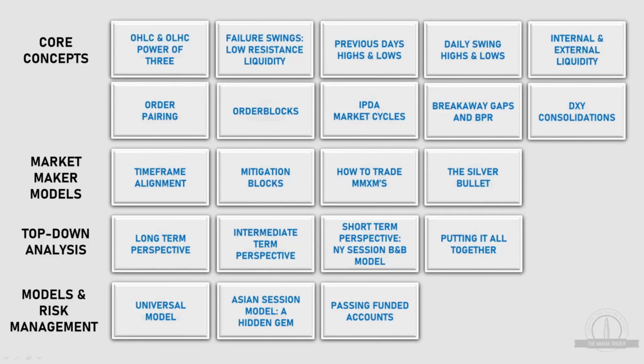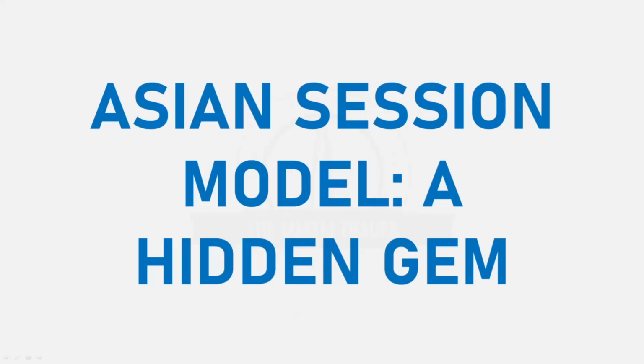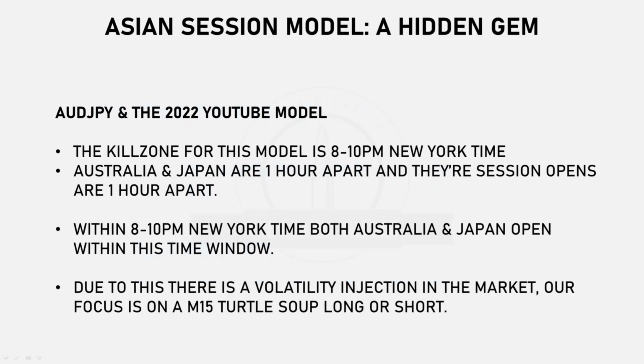Now that we've gone over our universal model, let's move on to an Asian session model, a hidden gem. Before we start off, it is a highly requested Asian session model by our Asian-based traders from Twitter. With the Asia session generally being a lower probability session, this is the most consistent and high probability bread and butter based model, and it repeats, and it is easy, and it has very little moving parts.